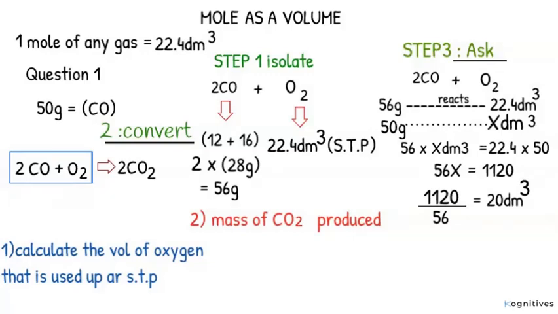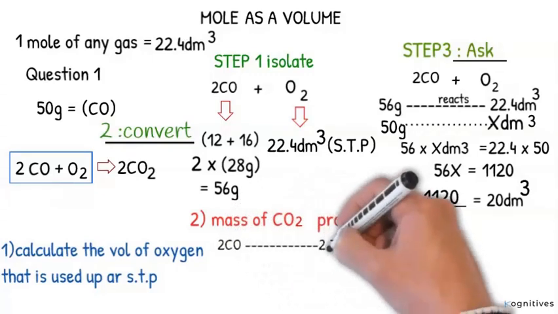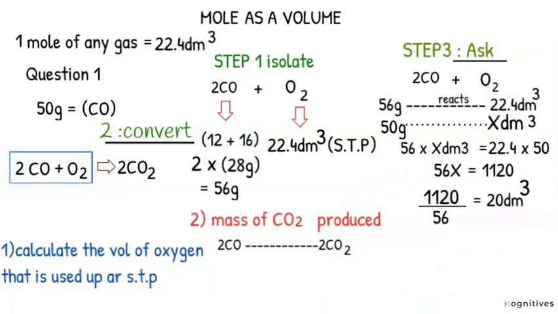So I'm going to bring out carbon monoxide and carbon dioxide from the equation. So bringing it out, I have 2CO will give me 2CO2. I have isolated.